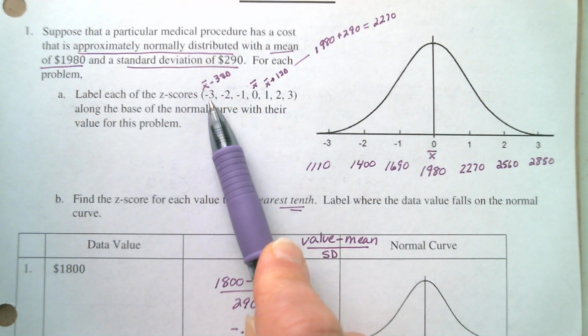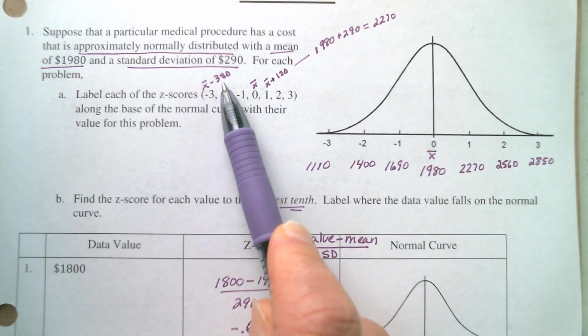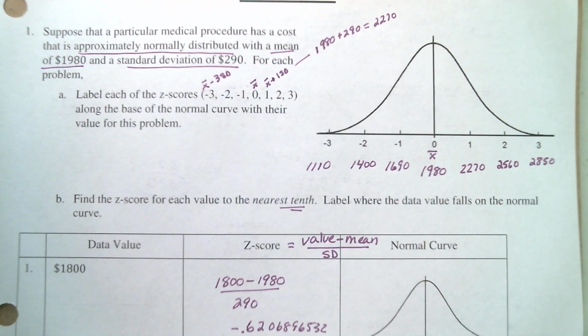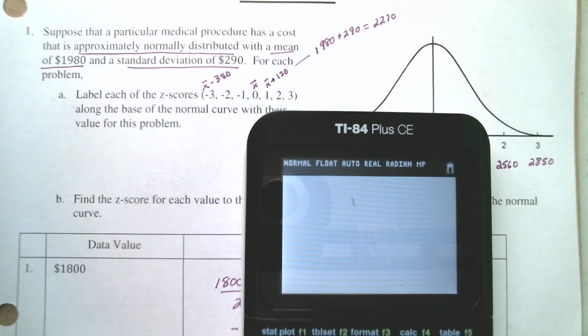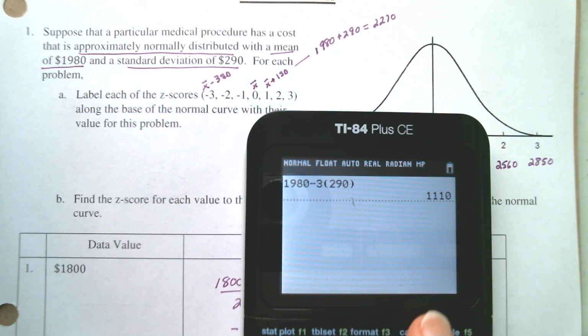A z-score of negative 3 would be the mean minus 3 times the standard deviation. So I could just do that on the calculator. I take the mean of 1,980 and subtract 3 times the standard deviation of 290. That gives 1,110.